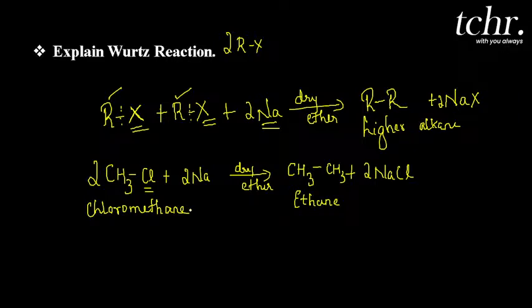Okay, so if it is asked in the exam, write an explanation of one or two lines: you treat the haloalkane with sodium in the presence of dry ether to obtain higher alkane, and write one general equation like this, and then one particular example. And when you're writing the example, don't forget to mention the reactant name and the higher alkane, that is the product name. So Wood's reaction is as simple as that.